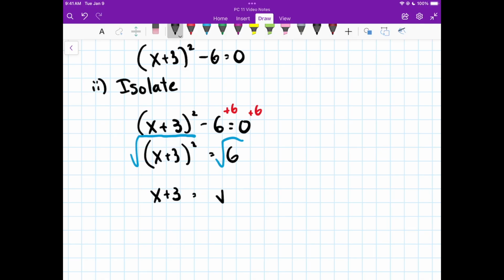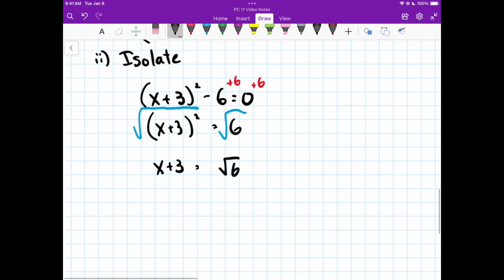We actually want to leave this as a root 6 for now, for two reasons. One, it's just annoying to have to deal with decimals more than you need to. And two, if we don't turn this into a decimal, if we leave it as a root, we can give a more precise answer later on down the line. So we're going to leave it here.